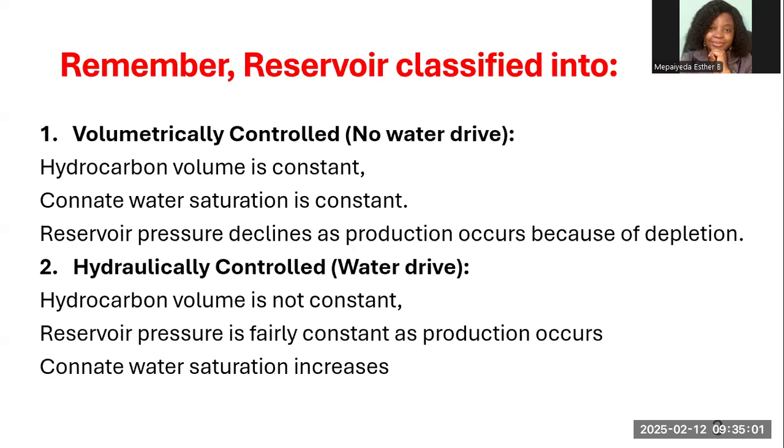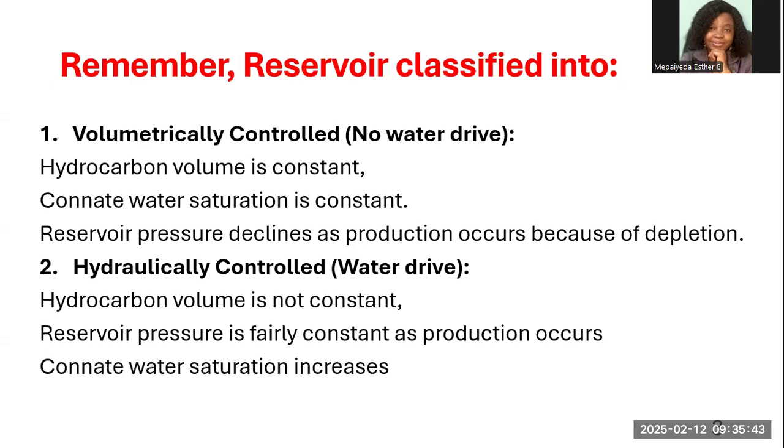As a way of reminding ourselves, reservoirs are generally classified into volumetrically controlled reservoirs and hydraulically controlled reservoirs. By volumetrically controlled, we mean there is no water drive. So because there is no water drive, the hydrocarbon volume is constant, the connate water saturation is equally relatively constant, and the reservoir pressure declines as production occurs because of depletion. And the reason for the declining of the reservoir pressure is because there is no drive, especially from a water body, such as an aquifer, to maintain the pressure of the reservoir.